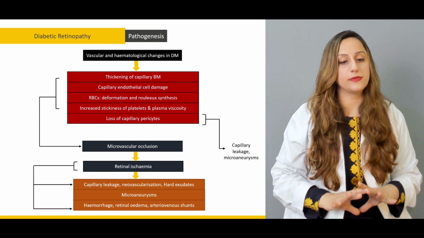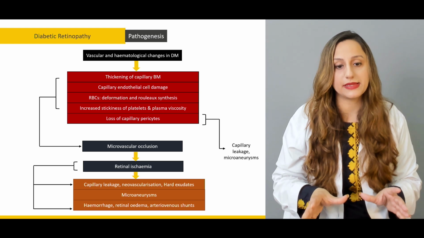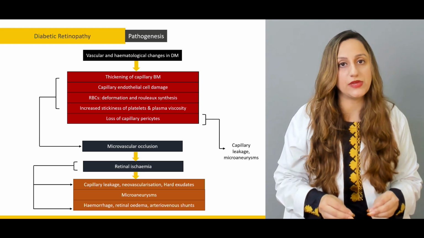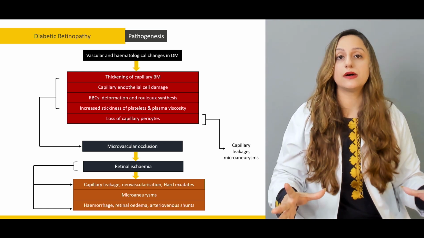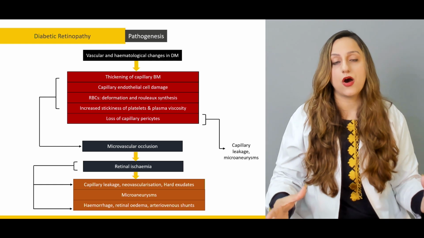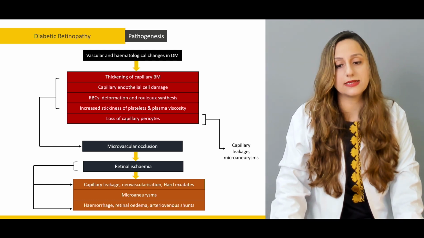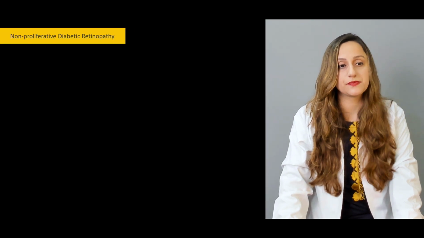All of these phenomena, the pathogenetic factors that are taking place in which we have a loss of capillary pericytes, are going to result in the increased viscosity or the increased permeability of the blood vessels. That is going to result in a capillary leakage and microaneurysms as well.